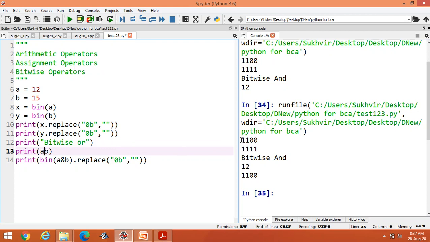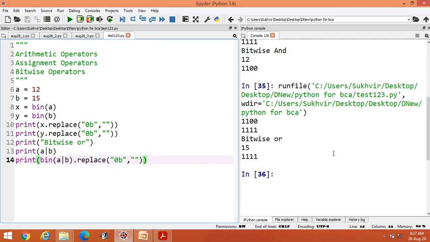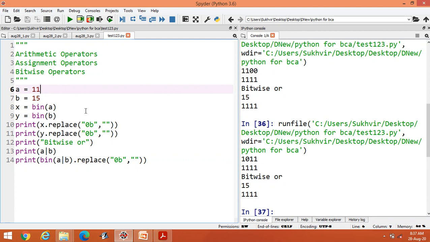Suppose I am writing OR here, OR operation. Here I can put OR and also here OR. Now execute the program. It's bitwise OR. The answer is 15 now. Now what is the meaning of bitwise OR? In bitwise OR, the output is 1 if any input is 1, because 0 0 is not there in any position of the numbers. Suppose I am writing 11 here. Again this one. Suppose I am writing 1 here. Now look at the output again.